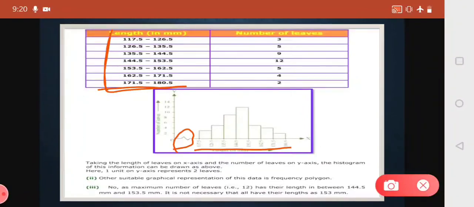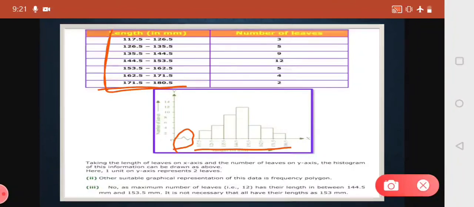Now the answer number 2, that is, is another suitable graphical representation possible? Yes, the other suitable graphical representation of this data is the frequency polygon. This year we don't have the frequency polygon in our syllabus, but you can write that another graphical representation for this data is the frequency polygon.